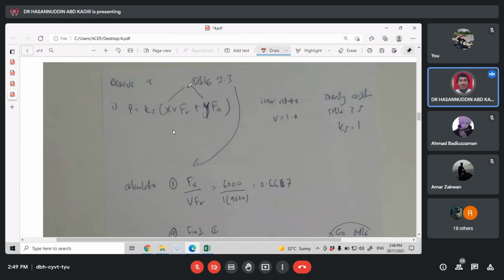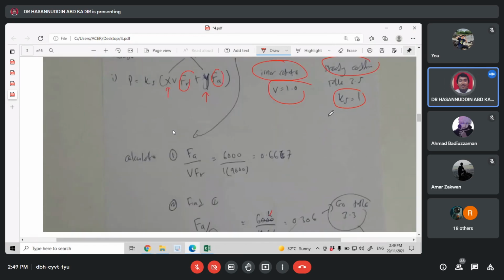So ini dia nak minta kamu cari the value of P. Selalunya kalau dia bagi FR dan juga FA ni, nak dapatkan value of P ni, kamu kena cari the value of X dan juga Y. Okay, the value of V dan juga KS ni kamu dah tahu daripada soalan ni. Steady state condition is KS, inner rotate is basically for V. Kamu dah tahulah ni, boleh refer.